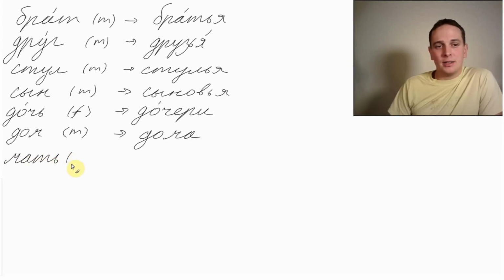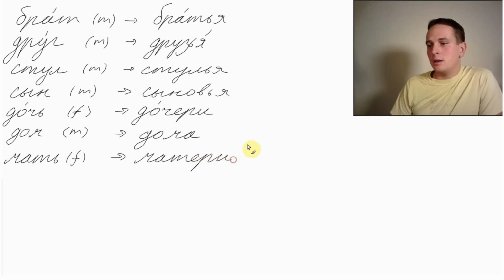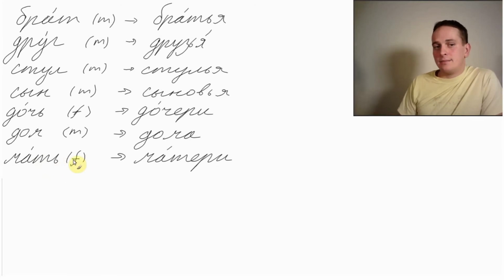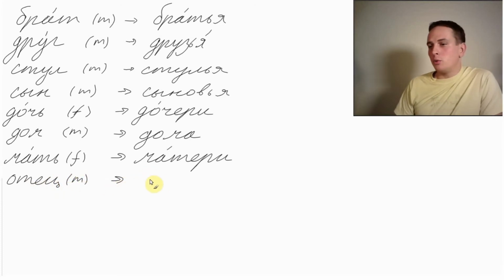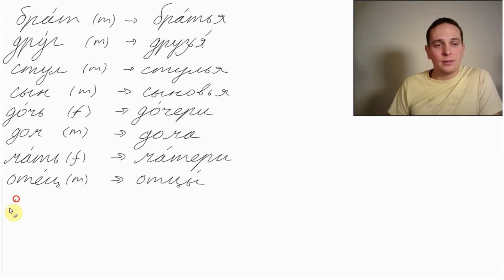Мать is mother. It is feminine, and the plural would be матери. Мать, матери. Отец, father. Отец is masculine, and the plural would be отцы. Отец, отцы. The emphasis falls on the е: отец, отцы.